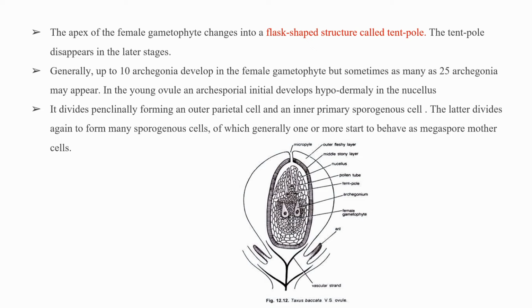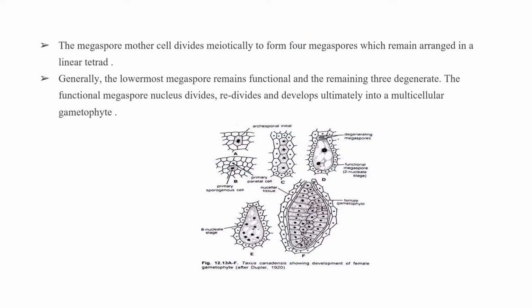In the young ovule, an archesporial initial develops hypodermally in the nucellus. It divides periclinally, forming an outer parietal cell and an inner primary sporogenous cell. The latter divides again to form many sporogenous cells, of which generally one or more start to behave as megaspore mother cell. Megaspore mother cell divides meiotically to form 4 megaspores which remain arranged in a linear tetrad. Generally, the lowermost megaspore remains functional and the remaining 3 degenerate. The functional megaspore nucleus divides, redivides and develops ultimately into a multicellular gametophyte.